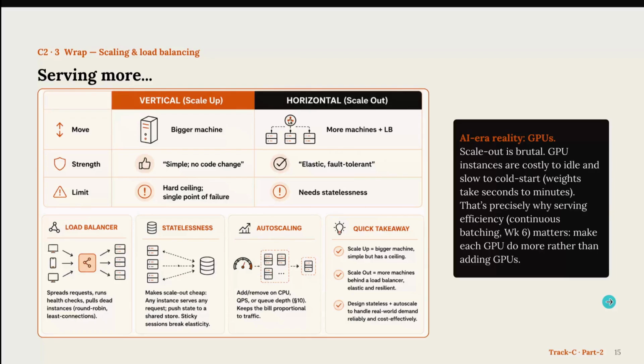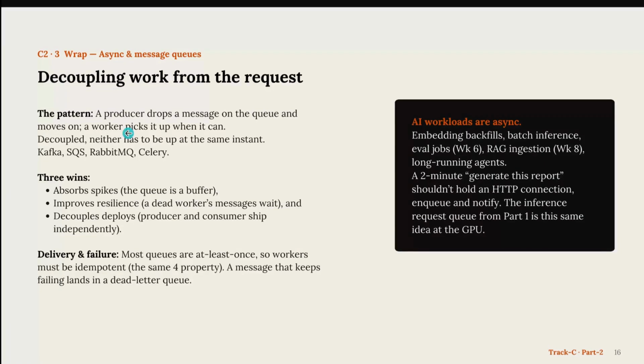Okay, imagine a request comes in, you don't immediately serve it. Rather, what you do is you decouple the work from the request and you put it in a queue. Okay, and when a worker is available to process that, it picks it up and processes it. What this does is this has three good wins. It helps absorb the spikes. So suddenly imagine there are 50 requests coming in. Instead of processing all of them, you just put them in a queue, and whenever a resource becomes available, it delivers the value.